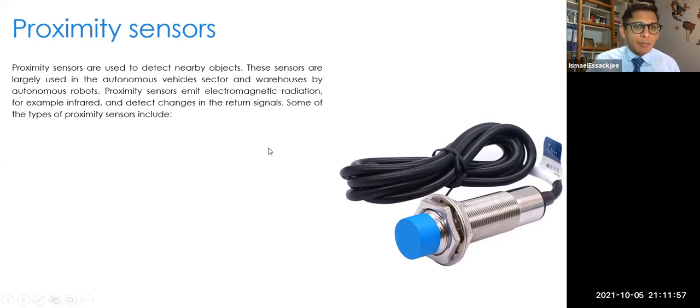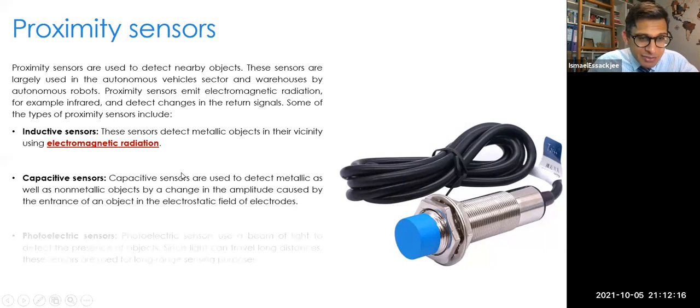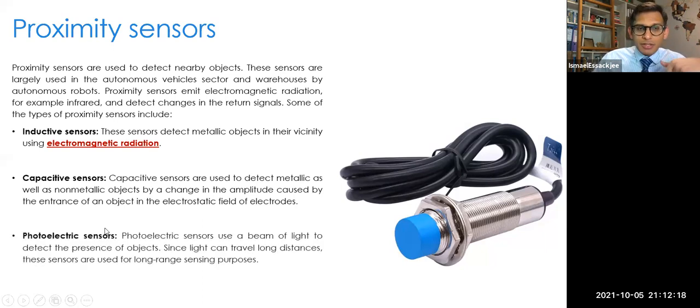Some of these types of proximity sensors include, so what are the phenomena they are overseeing? What is the physical idea behind these sensors? We have one which uses inductive sensing, one which uses capacitive sensing, and one which uses photoelectric sensing. Three types of physical parameters which change, and we can use these as sensors. Let's focus on the first one, which uses electromagnetic radiation to sense nearby objects.